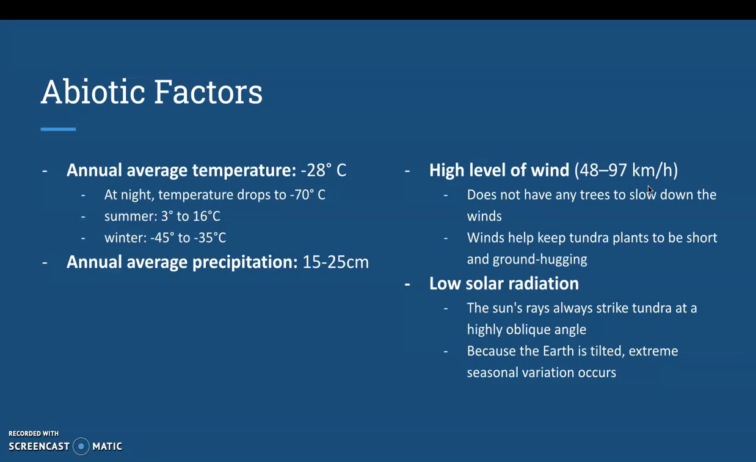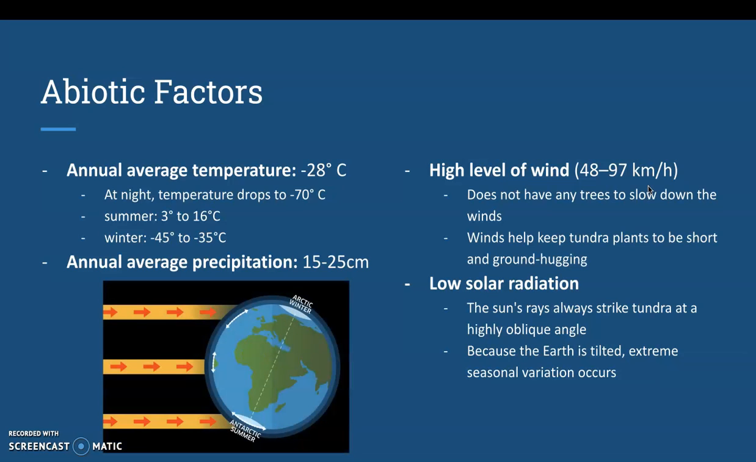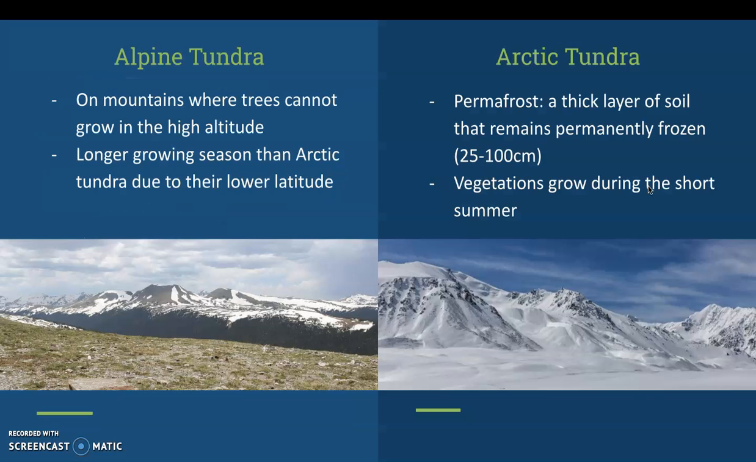There's low solar radiation in tundra because the sun's rays always strike tundra at a highly oblique angle in the northern hemisphere, and because the Earth is tilted, extreme seasonal variation occurs. So in the picture, it's winter in Arctic and it barely receives any sunlight, but when it's summer and sunward facing, the sun can stay above the horizon for 24 hours of the day.